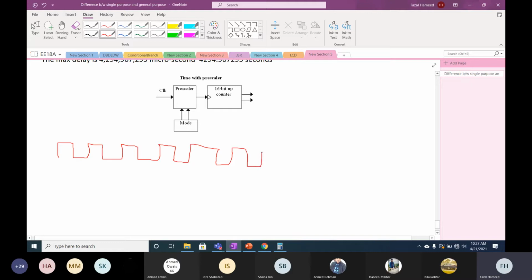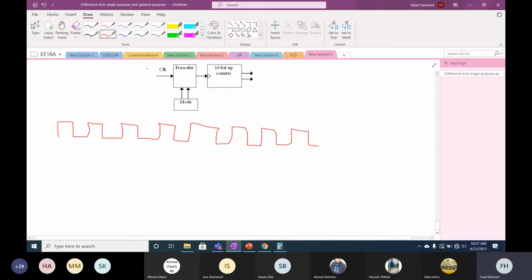I totally agree with you. It's a very good idea. It's a clock. Now let's assume that the delay of one clock is 1 microsecond. So the second delay is also 1 microsecond. And again 1 microsecond. All of these delays are 1 microsecond.